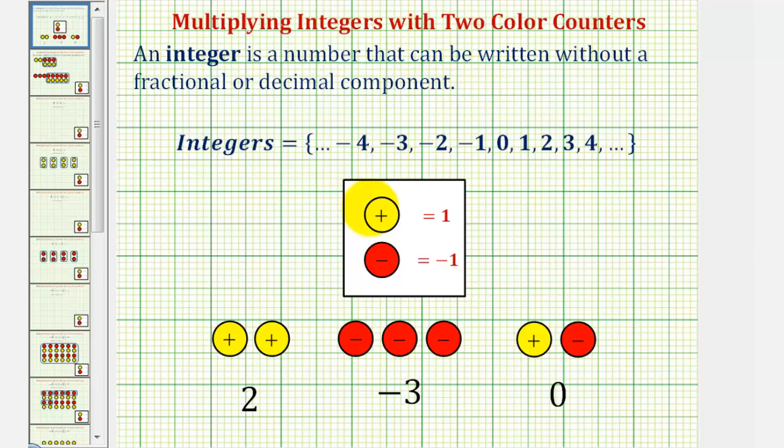For our lesson, we'll define a yellow counter as positive 1 and a red counter as negative 1, which means we can represent positive 2 using two yellow counters. We can represent negative 3 using three red counters, and we can represent 0 using one yellow and one red counter. Let's take a look at our first example.